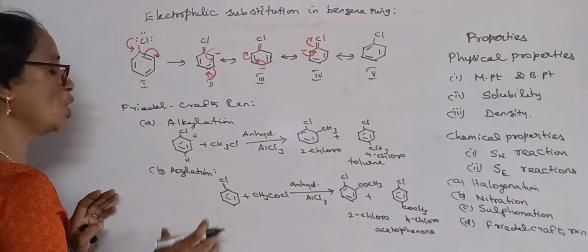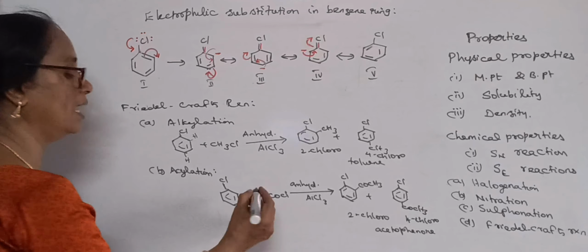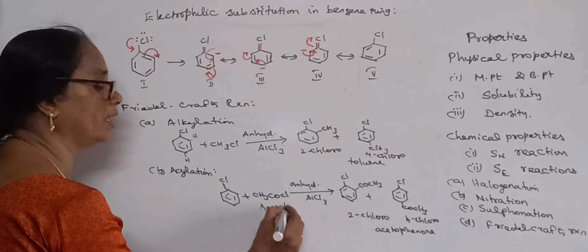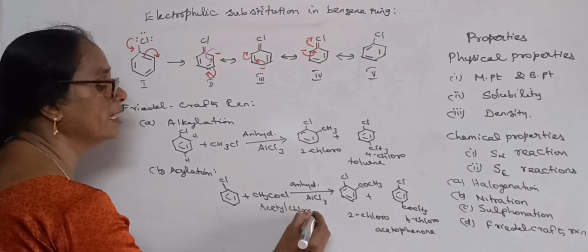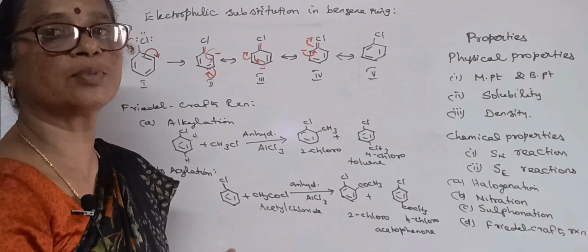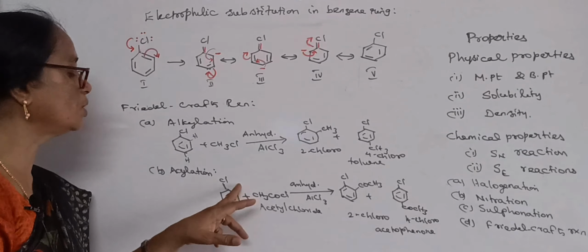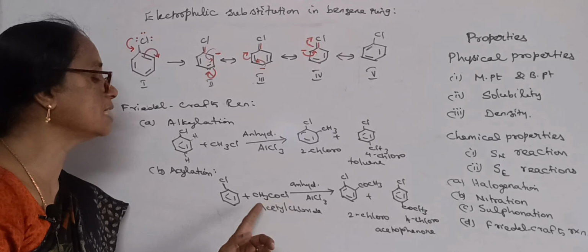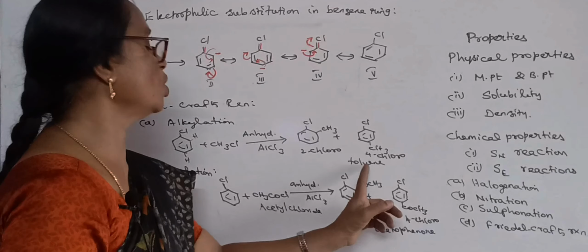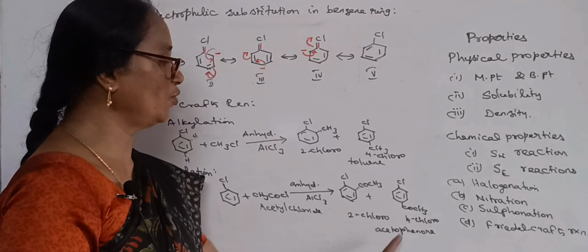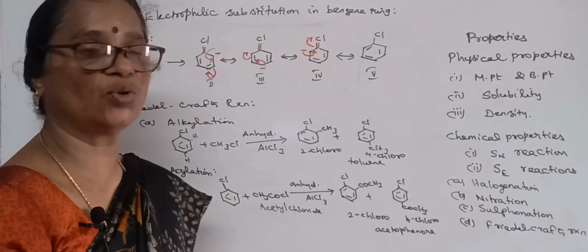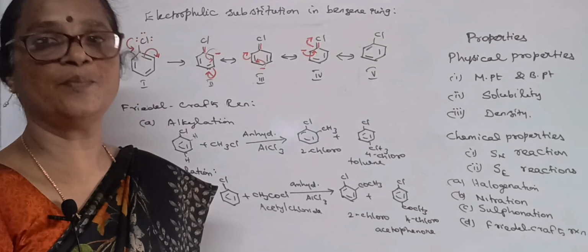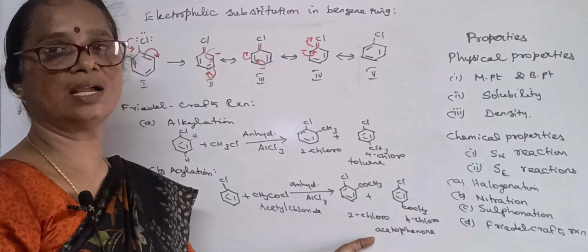Suppose the chlorobenzene is treated with an acid halide, say acetyl chloride, or we can say ethanoyl chloride, in the presence of anhydrous aluminium chloride. Once again, either the ortho hydrogen or the para hydrogen is substituted by the acyl group COCH3. So we are getting 2-chloroacetophenone or 4-chloroacetophenone. In these cases also the 4-chloro derivatives are major because they are the para isomer.